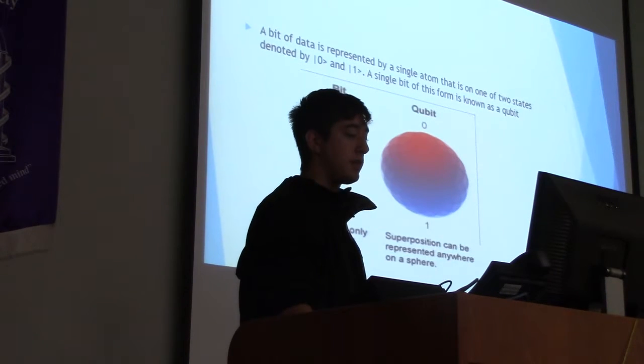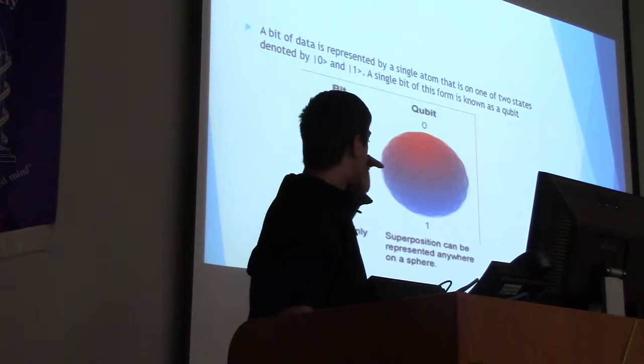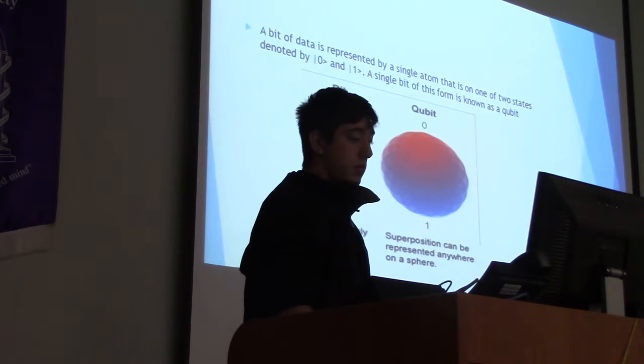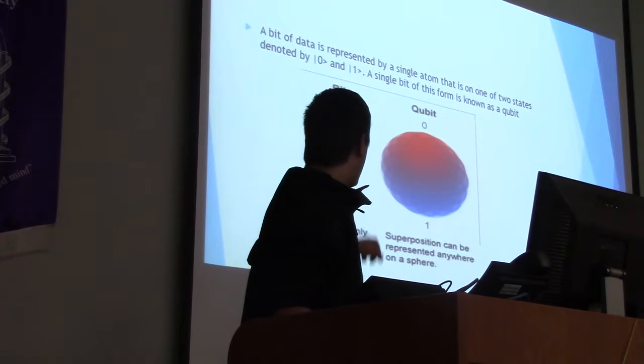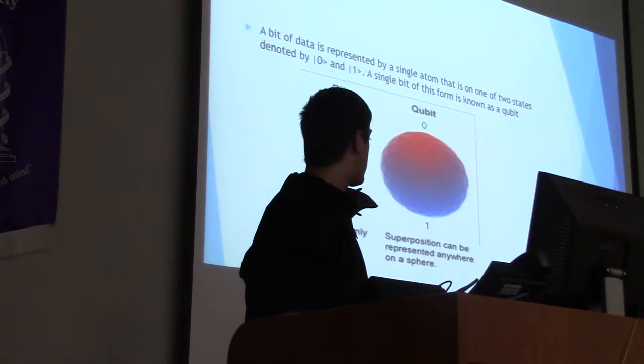Qubits. A bit of data is represented by a single atom that is in one of 2 states, denoted by 0 and 1. A single bit of this is known as a qubit. As you can see in the picture, the 0 is represented on the top, and the 1 is on the bottom. But let me go back. A superposition can be represented anywhere on a sphere. So it doesn't matter where on the sphere, it can be 0s or 1s.